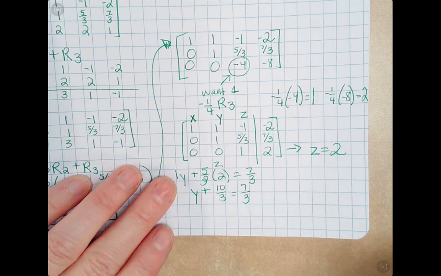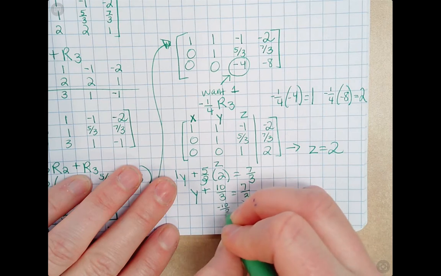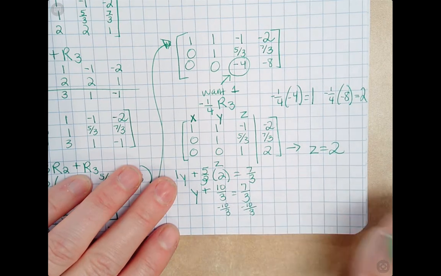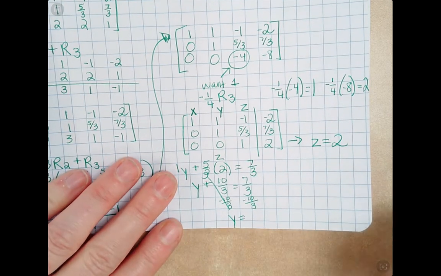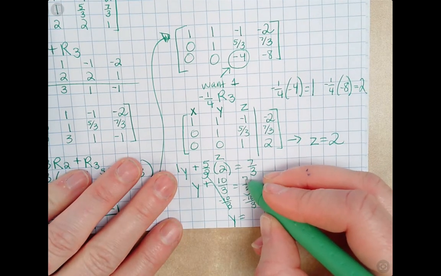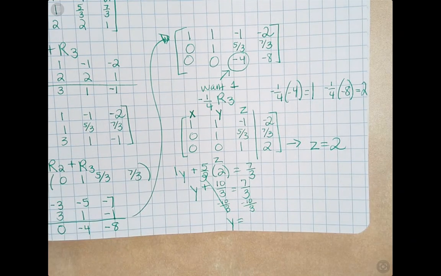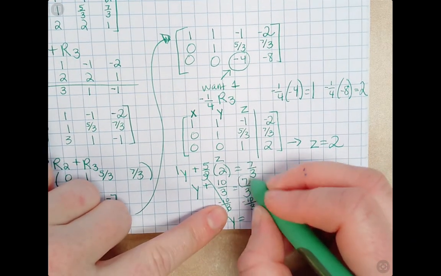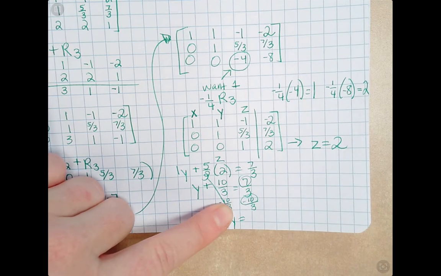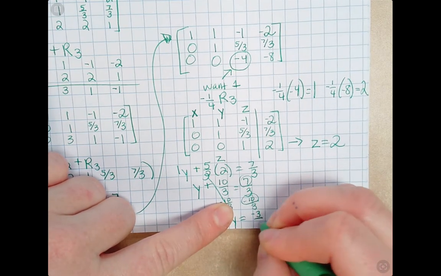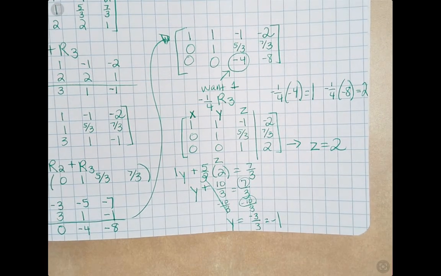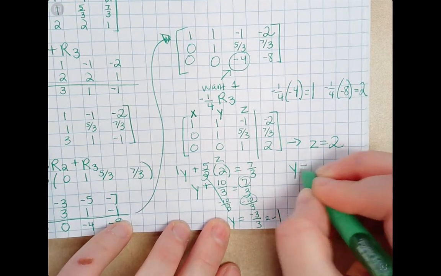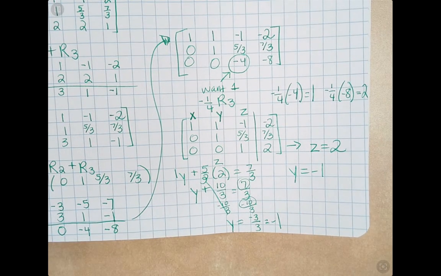Then what would you do to solve that? Minus the 10 over 3. So y equals 7 over 3 minus 10 over 3. You have common denominators. So all you do is 7 minus 10, negative 3 over 3. That equals negative 1. So y equals negative 1. So now we have two solutions.